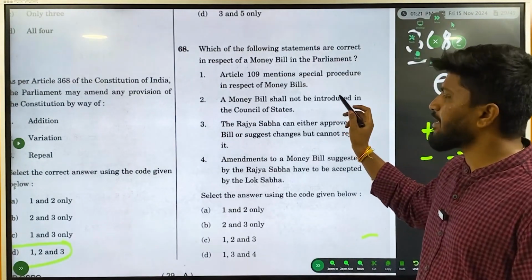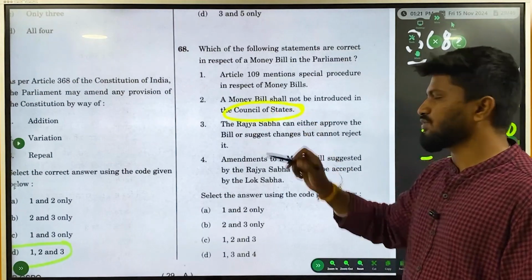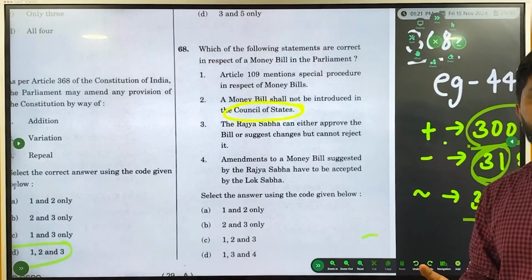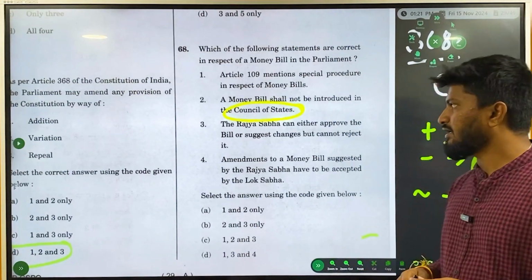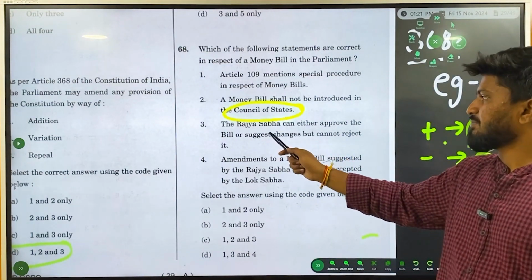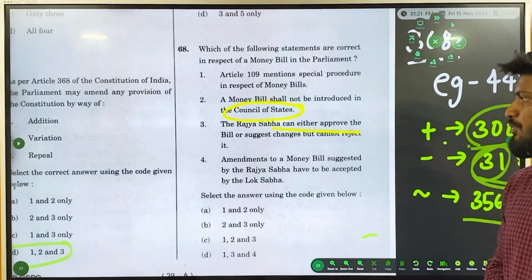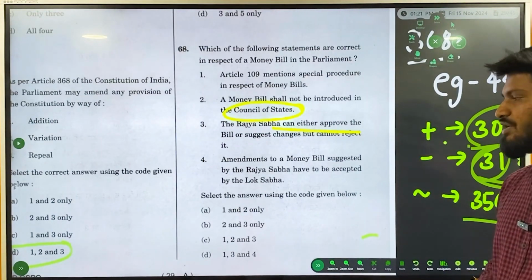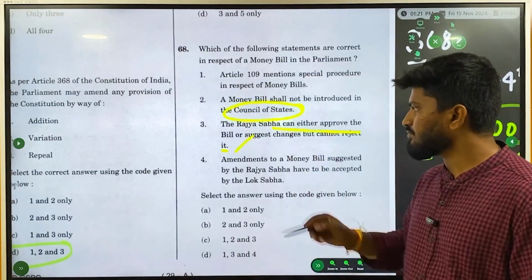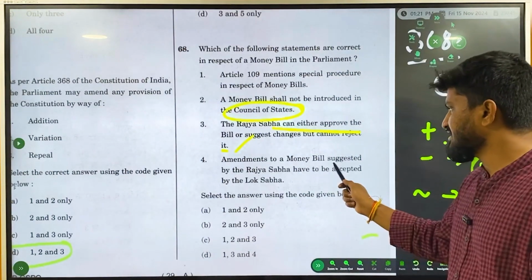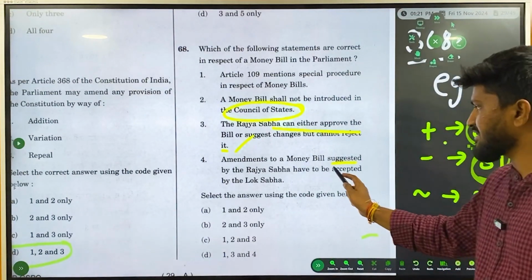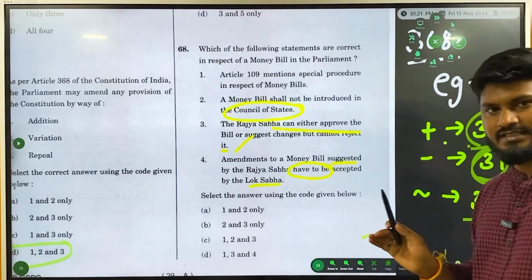UPSC is playing the age-old trick of wordplay. Council of States. What is Council of States? That is Rajya Sabha. Can you introduce a money bill in Rajya Sabha? No. And statement number 3, Rajya Sabha can either approve the bill or suggest changes but cannot reject it. This is also true. And statement number 4, amendments to the money bill suggested by Rajya Sabha have to be accepted by the Lok Sabha. Just read the statement.